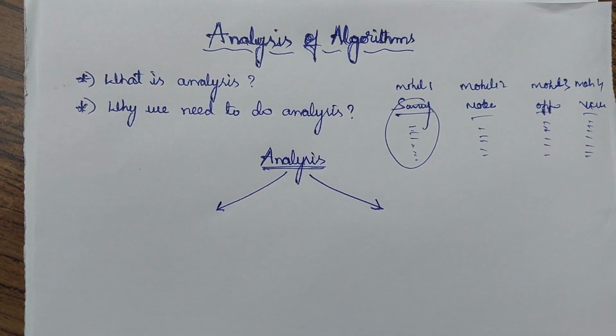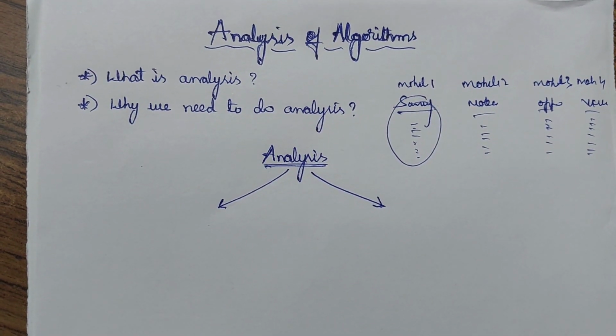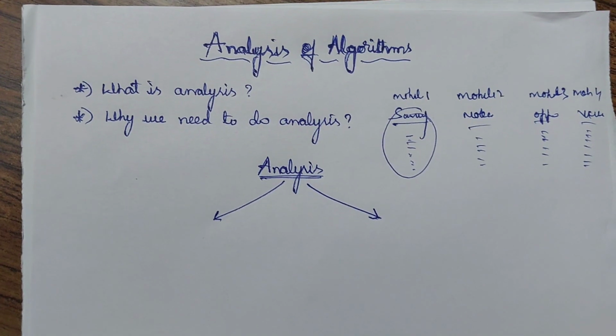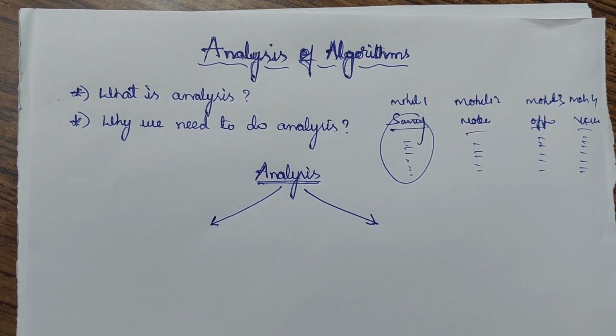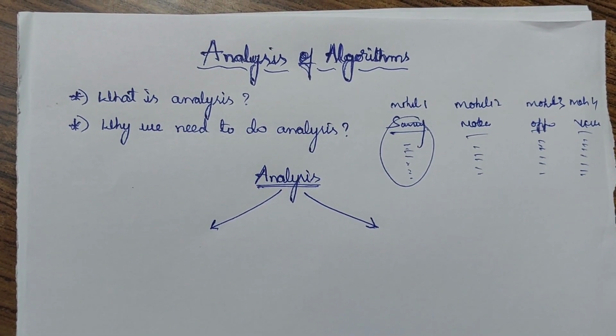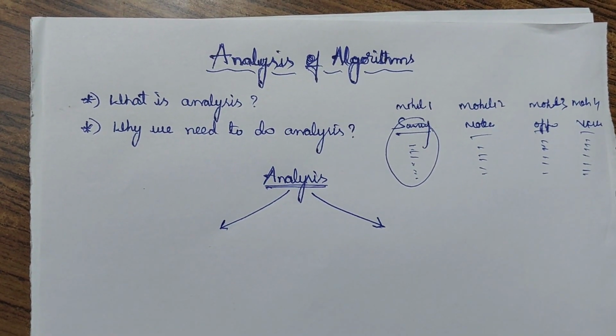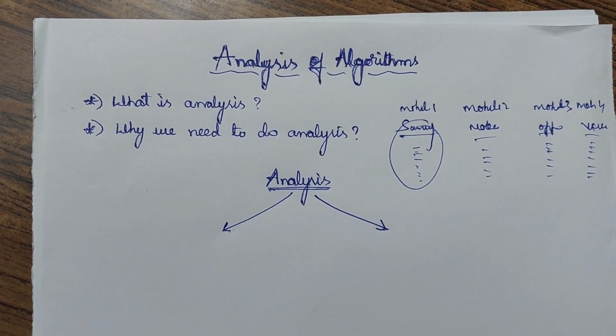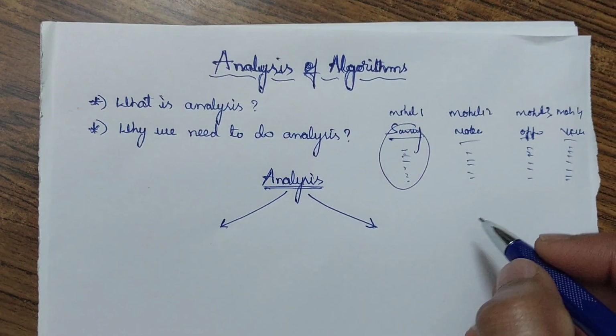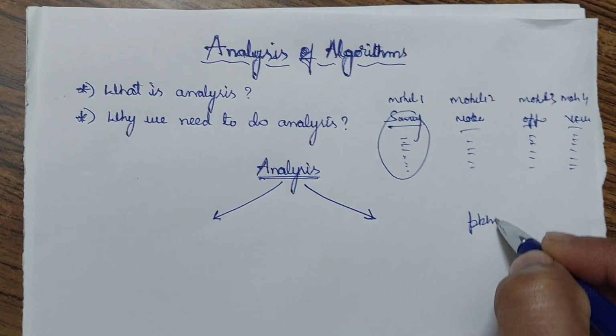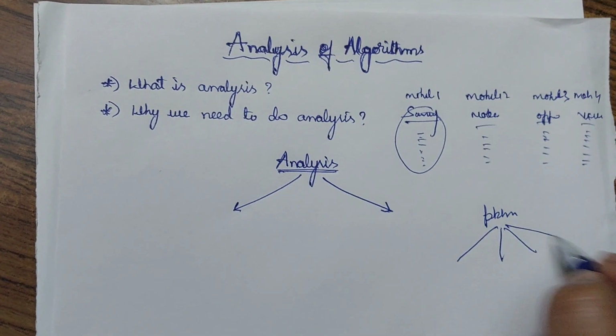So based on that, we need to select. So this process is called analysis. Next, why do we need to do this analysis? Yes, we need to do analysis to know the efficiency of an algorithm. Yesterday I told you that for any given problem we have many solutions, right?